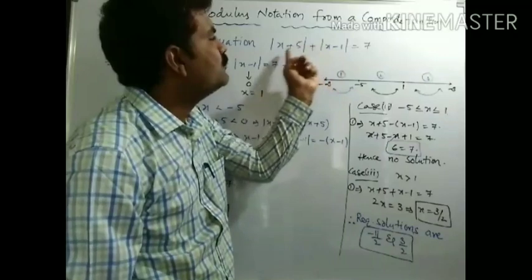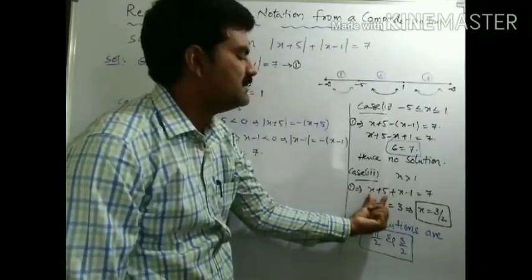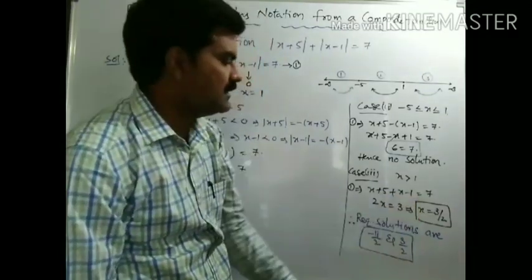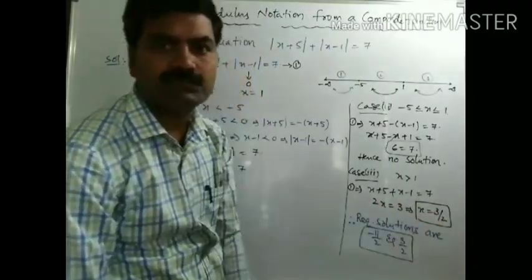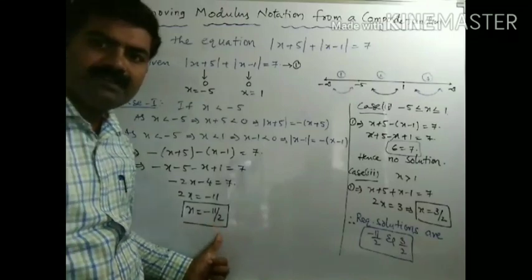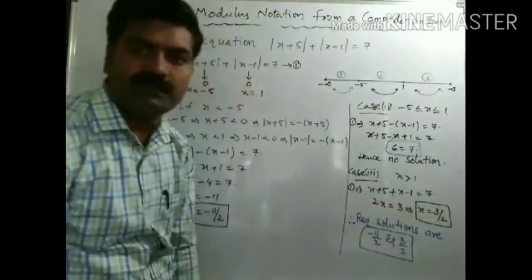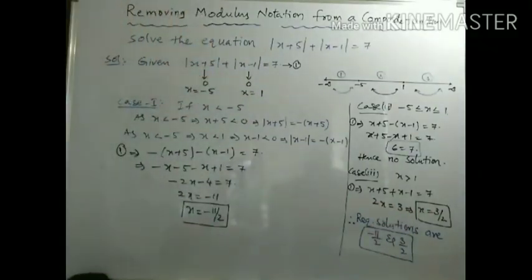So because the outputs are positive, they remain as they are. Modulus of x plus 5 is equal to x plus 5. Modulus of x minus 1 is equal to x minus 1. So finally, on solving, we are getting that x is equal to 3 by 2. So here we got in case 1, the value of x is minus 11 by 2. Case 2, no solution. And case 3, x is equal to 3 by 2. Hence finally the required solutions are minus 11 by 2 and 3 by 2.